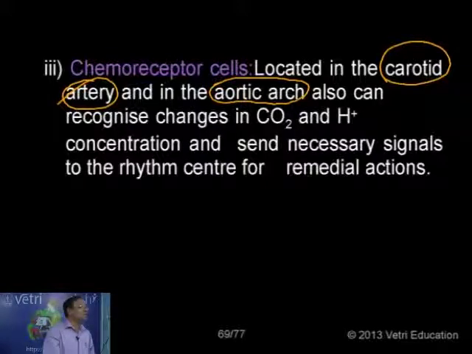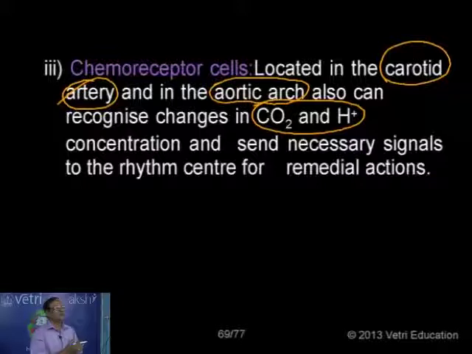These chemoreceptor cells also have the ability to perceive stimuli related to an increase in carbon dioxide concentration and hydrogen ion concentration. Once they are stimulated, they send signals to the respiratory rhythm center. Now the respiratory rhythm center makes some remedial adjustments to alter the respiratory process. So in this manner, the respiratory rhythm is controlled by both the nervous control as well as the chemical control.